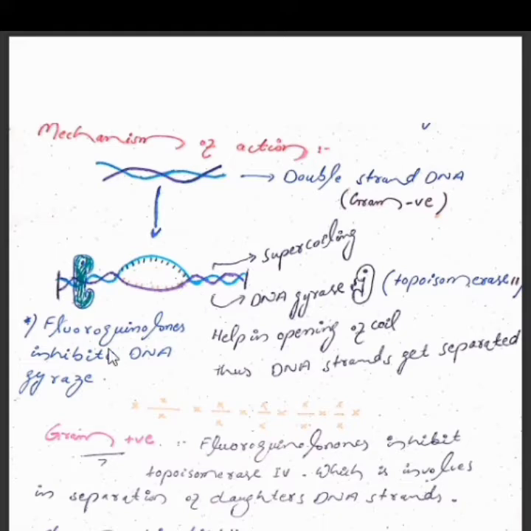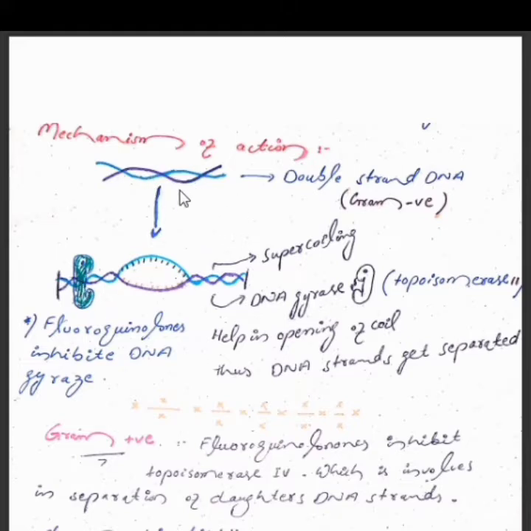So what happens? Fluoroquinolone inhibits the DNA gyrase enzyme. When the DNA gyrase enzyme is inhibited, it will not work. It will not uncoil the DNA. So no replication will occur, and the bacteria will die. That's why they are known as bactericidal agents.